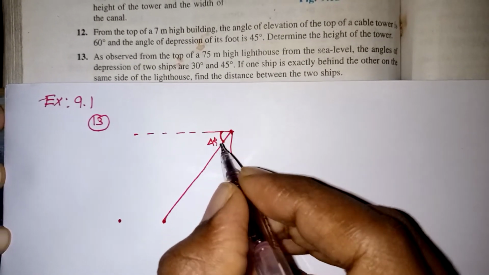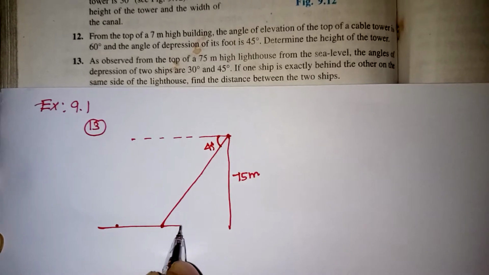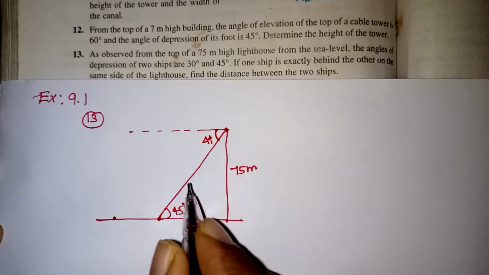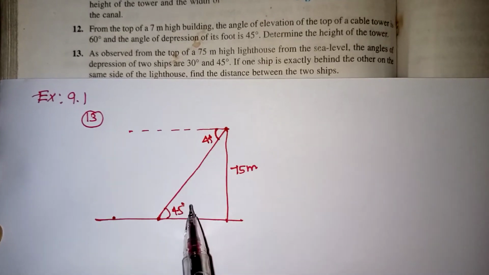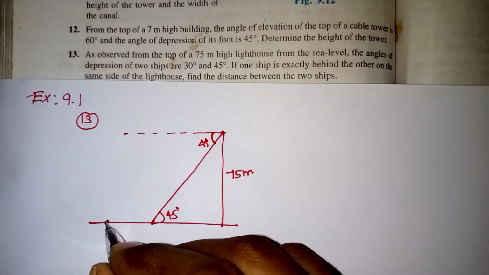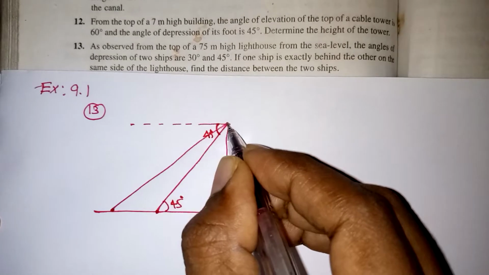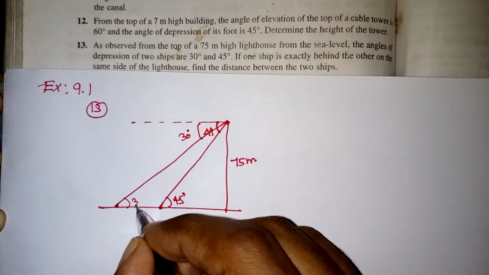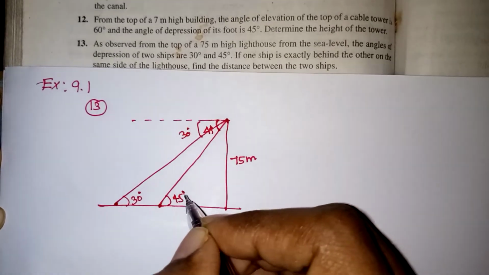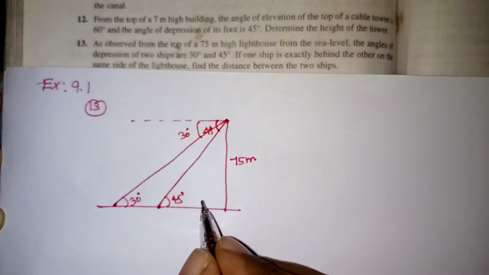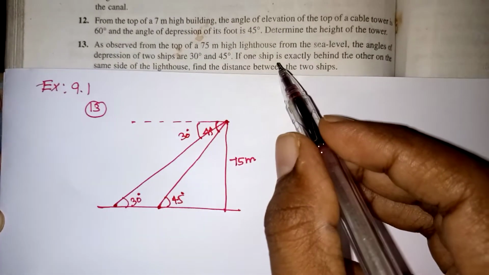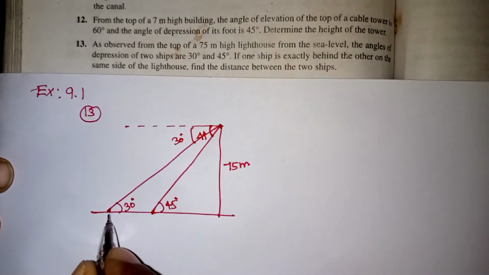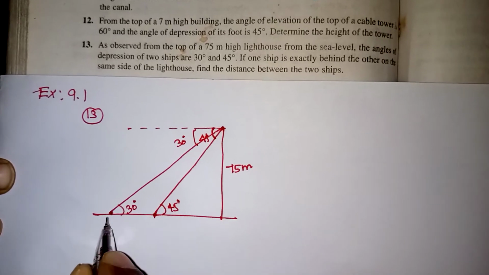So this is 45 degrees, and this is our sea level. So this is 45, which means definitely here also it will be 45 degrees, because these two are alternate interior angles. For the next ship they have given us the angle of depression as 30 degrees. So here we have to take the 30 degrees. This is called the angle of depression. Now the next line of the question: find the distance between the two ships. That is what they are asking. What is the distance between these two points?